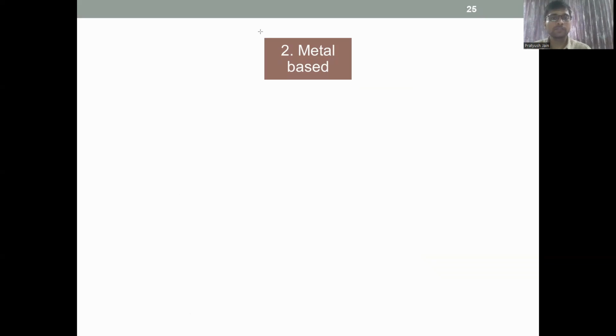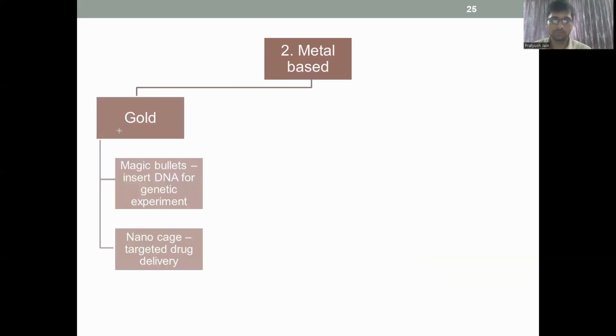Metal-based nanomaterials. In this, we discuss some examples. The first is gold. Gold nanomaterials can be used as magic bullets. It is similar to fullerenes. Gold nanomaterials can be used as a nanocapsule. Some DNA is inserted in them. Then this nanocapsule goes to the intended target, and at that target, it can be used to modify the DNA. So it is used in genetic experimentation. It is also used as a nano cage. This nano cage contains some medicine, some drug, which can be used for targeted drug delivery.